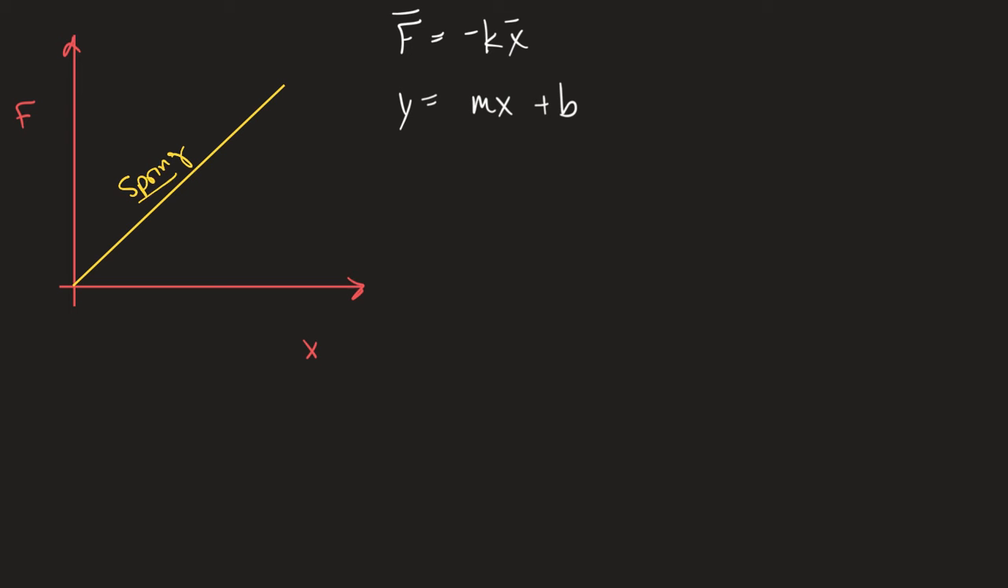Now, not every force versus position graph is going to have a slope that's the spring constant. But every force versus position graph will have an area that represents work. The area under every force versus position graph will be the work done by that force.